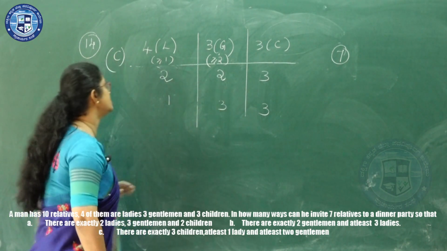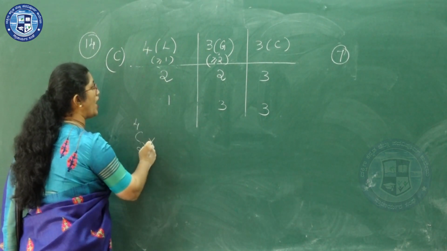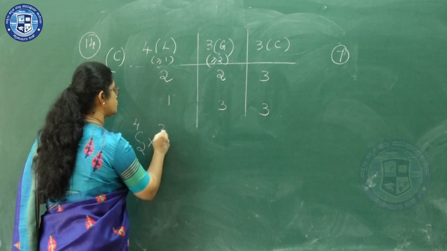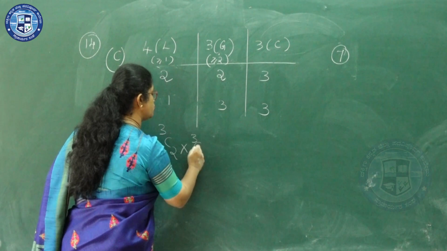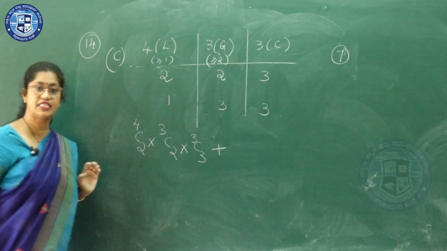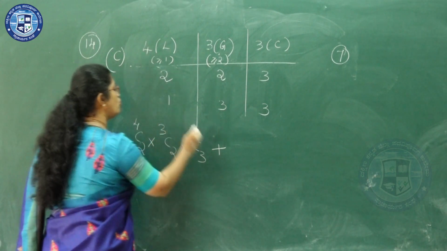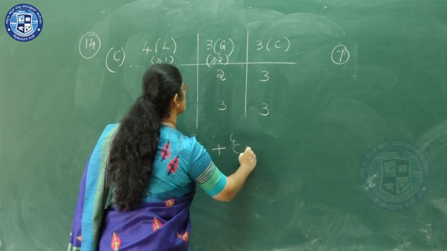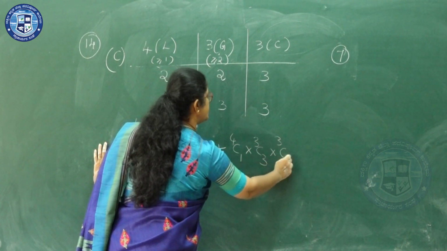How to calculate the first one? From 4 choose 2. So 4C2 and from 3 choose 2. 3C2 and means into. From 3 choose 3. Or second case, or means plus. Here 1. From 4 choose 1 and from 3 choose 3 and from 3 choose 3.